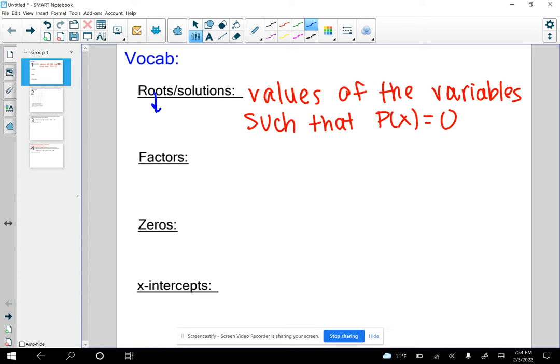Roots are from expressions of polynomials. That means no equal sign when the polynomial is set equal to 0. And solutions are actually equations. Okay. So when we have polynomials and we set them equal to 0, when we actually solve these for x, they're called solutions. When we just have an expression that's set equal to 0, those are classified as roots.